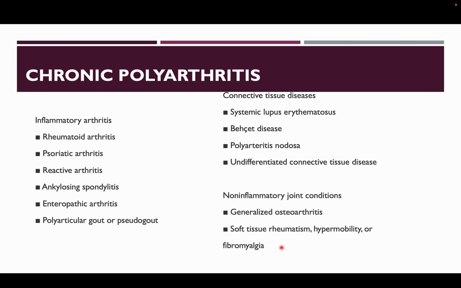So always look at hypermobility, fibromyalgia, and soft tissue rheumatism. When there is no inflammatory joint involvement, the joint is not involved. If generalized osteoarthritis is not there, always look for this cause. This is the most important. These are all causes we can look at based on the systemic features.